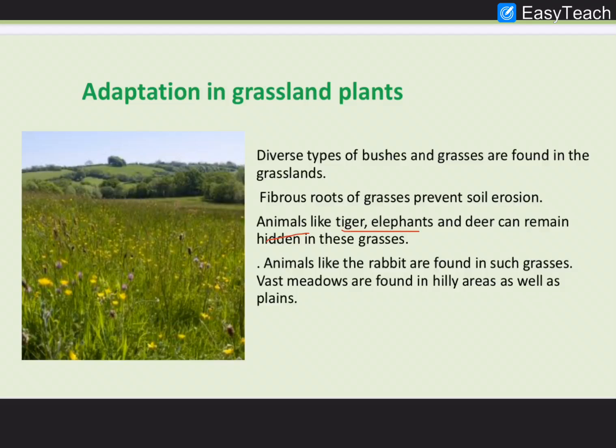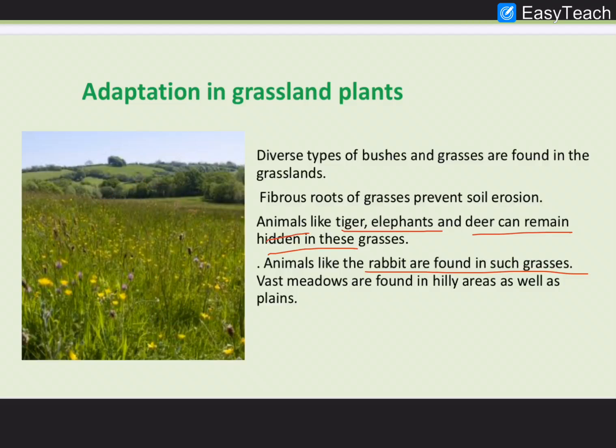And animals like tiger, elephant and deer can remain hidden in these grasses. Animals like rabbit are found in such grasses. So rabbits can be seen in between the grasses. And vast meadows are found in hilly areas as well as plains. Vast meadows means hill-like regions without any trees, fully covered only with grasslands. So these types of regions are found in hilly areas as well as in plains.